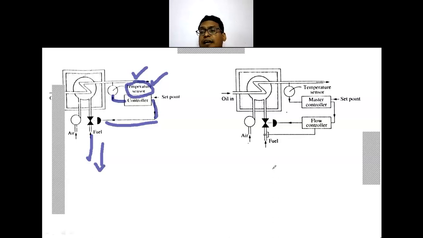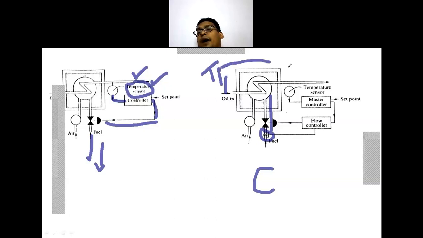Now, in the case of a cascade control system, I am measuring the flow rate of the fuel which is entering inside this furnace. And if I measure the inlet temperature of this oil which is entering, then I am providing the feed forward control system. So what is being measured and how that loop is connected, based on that we will have the feedback, feed forward, or cascade control system.